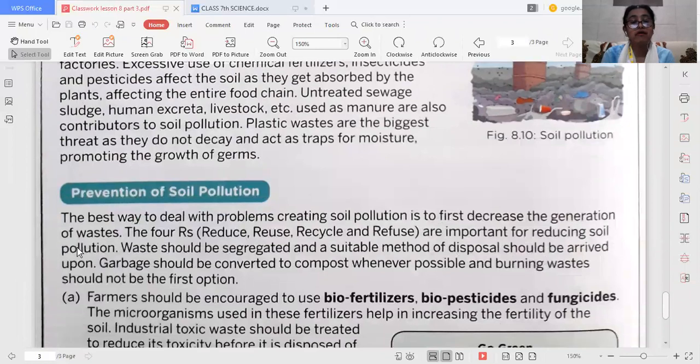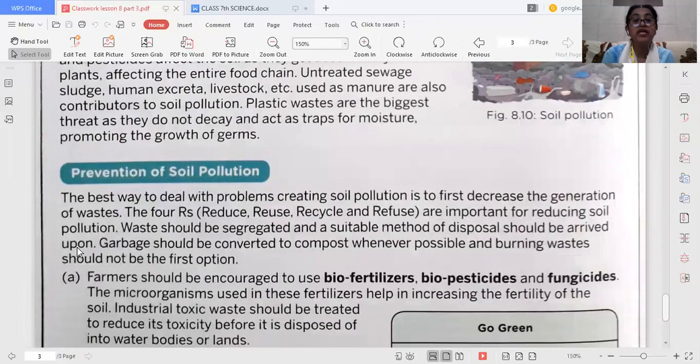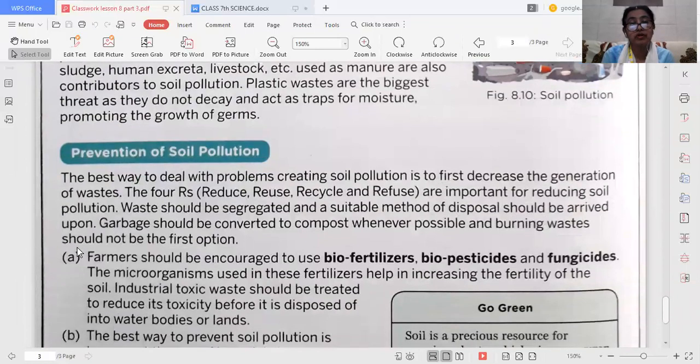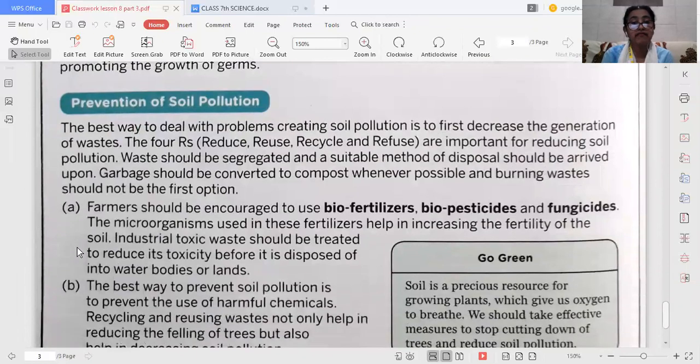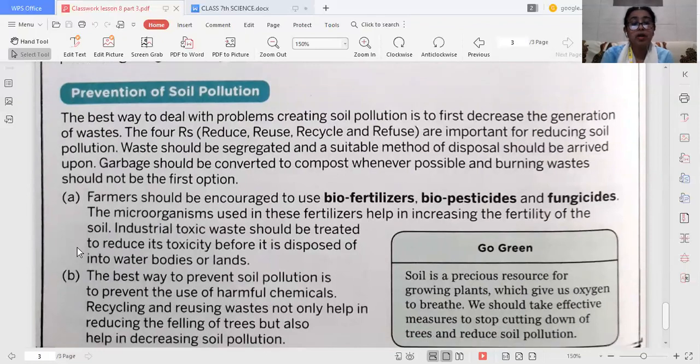So now the question arises, how can we prevent this soil pollution? For this, the main thing is that we should go green. The best way to deal with the problem of soil pollution is to decrease the generation of waste. For that, we can go for the 4 R's: reduce, reuse, recycle, and refuse. And we should be very attentive and careful. We should not throw garbage here and there.